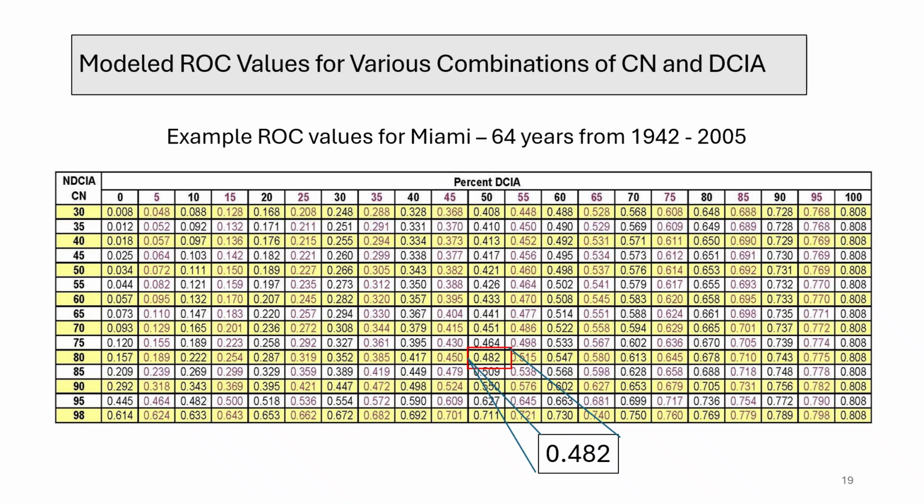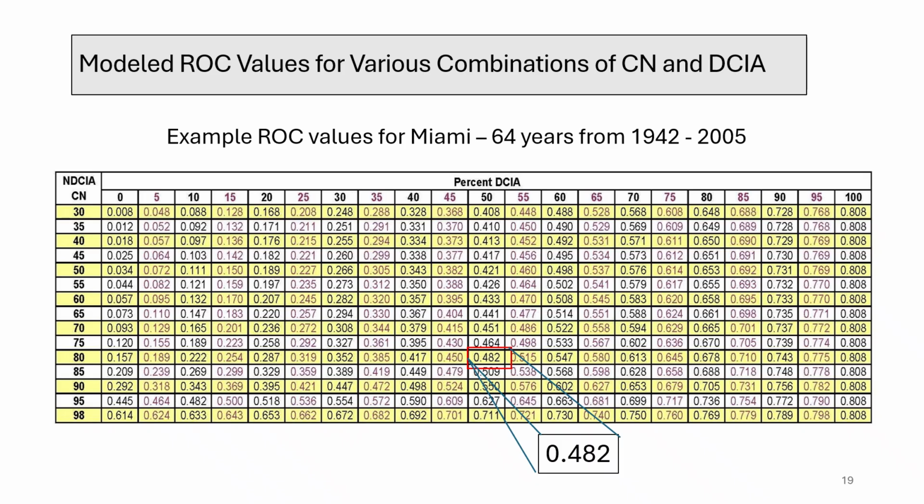Here we see an example of modeled ROC values. For instance, if we're determining the annual percentage of rainfall that leaves a site as runoff, we can use the Miami data, which covers 64 years from 1942 to 2005, with a directly connected impervious area, or DCIA, of 50% and an NDCIA-CN of 80. The resulting ROC value is 0.482.